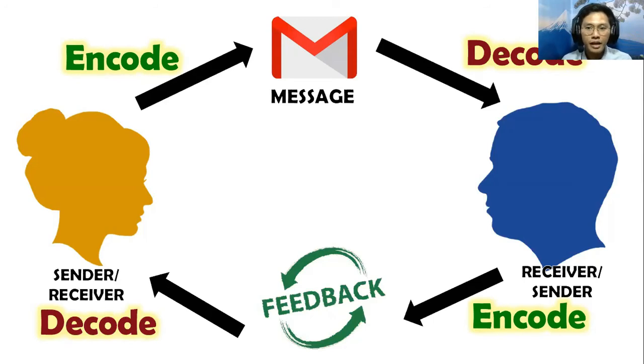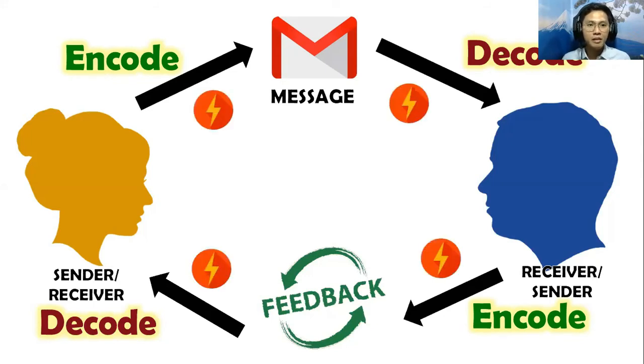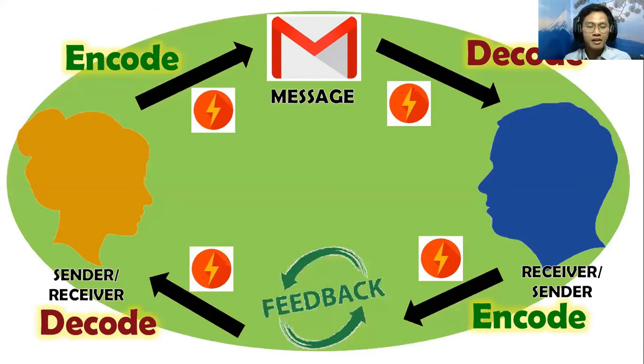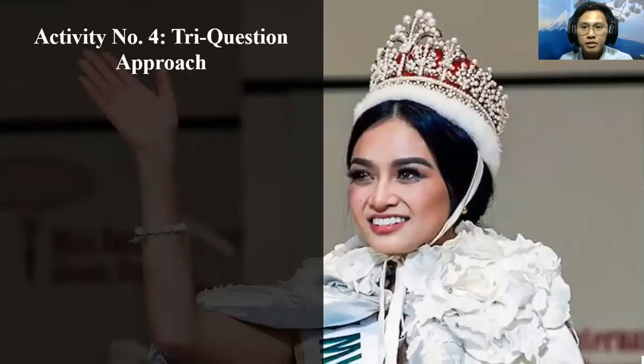Okay? However, there are times that we are experiencing interference or barriers. And that is one of the elements as well of the communication process. Moreover, interference or barriers will depend on which context we are in. Like in our online platform, we are experiencing internet connection problems, which is one of the barriers or interference that we are experiencing. So let's try to answer the following questions.